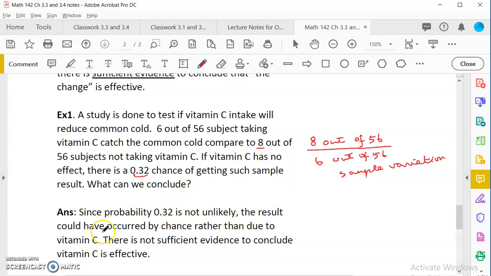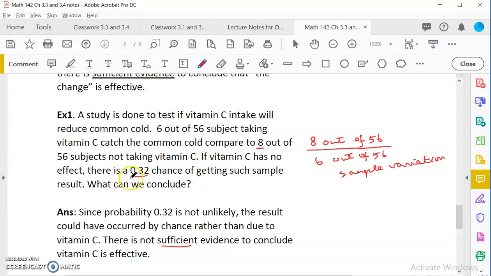So it could have happened by chance rather than due to vitamin C. So our conclusion is there's not sufficient evidence to conclude that the change of having someone take vitamin C is directly causing this low number. So you do not look at just the difference. Sometimes people would just look at, oh, it's only reduced by 2, probably it's not caused by vitamin C, it's caused by sample variation. But we do not look at the differences, we look at the chance.